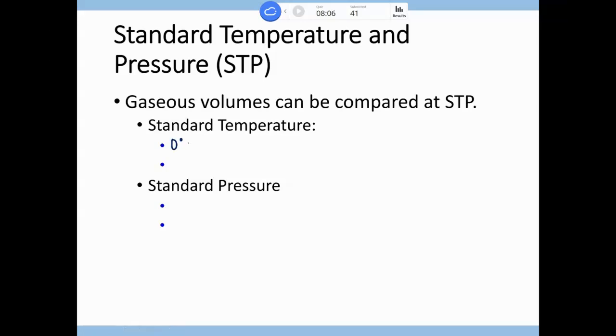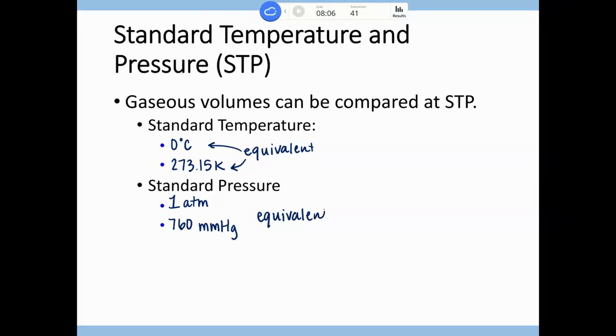Standard temperature is defined as 0 degrees Celsius, which is equal to 273.15 Kelvin. So these are equivalent values, just our two different units that we use, Celsius and Kelvin. So if you see a statement that a gas is at standard temperature, that's 0 degrees Celsius or 273.15 Kelvin. And then standard pressure is 1 atm. So our standard atmospheric pressure, this could be also 760 millimeters of mercury. Again, these are equivalent values, just different units.